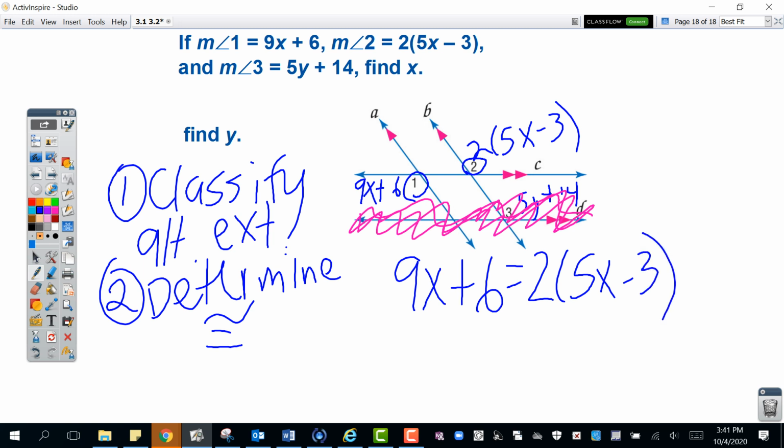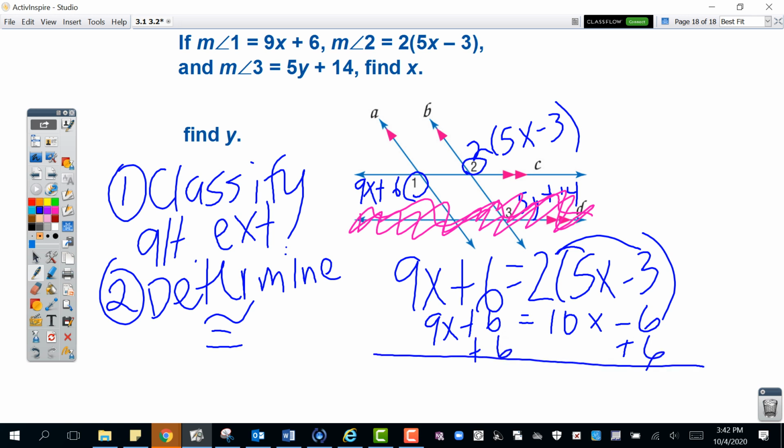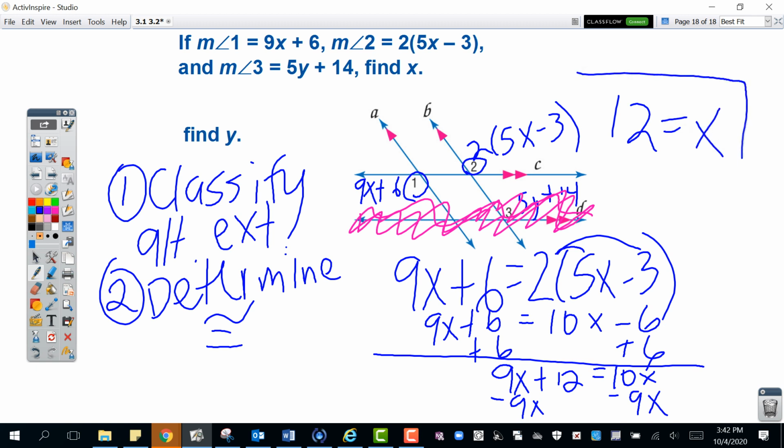So we see we got parentheses there, so I'm going to start off by distributing my 2. So 2 times 5x, that's 10x, and 2 times negative 3 is negative 6. I'm just going to carry it down my left side, 9x plus 6. And then I'm just solving from there. So plus 6, and that gives me 9x plus 12 equals 10x. And now I just subtract the 9x, and I'm left with 12 is equal to x, which is great.